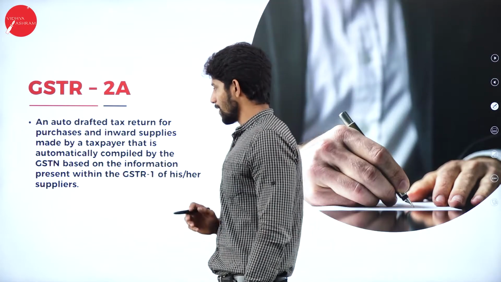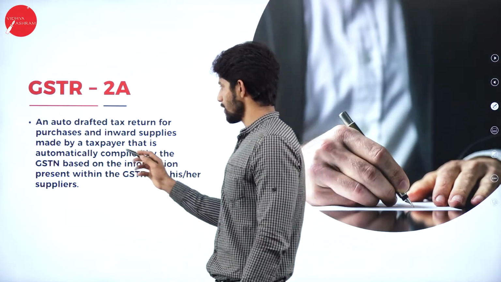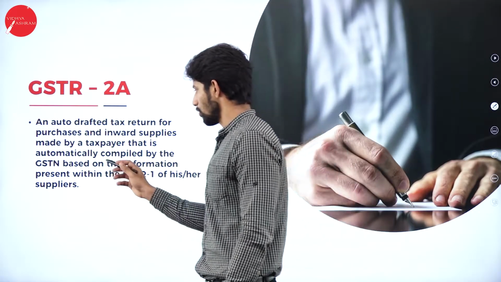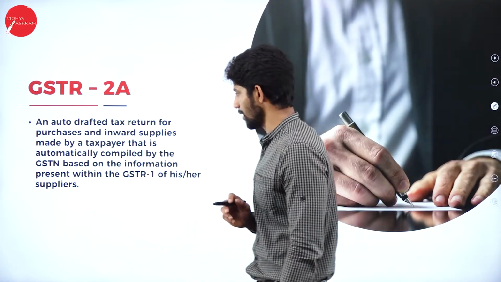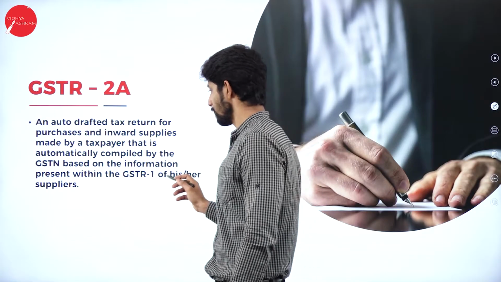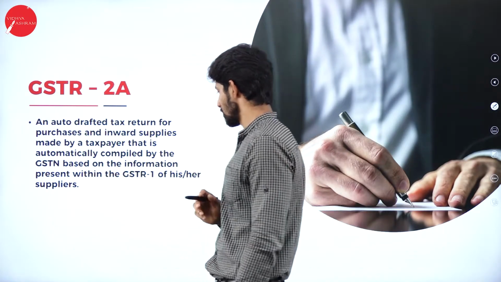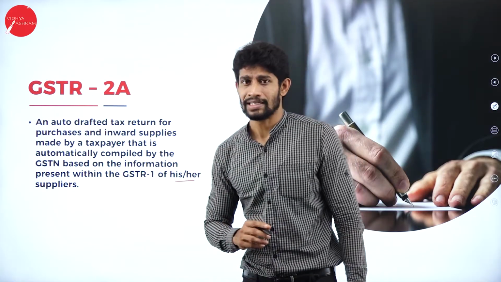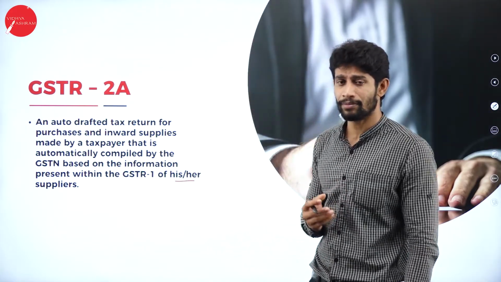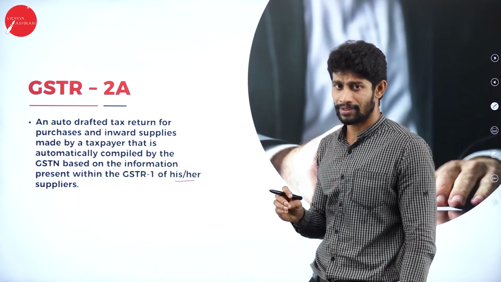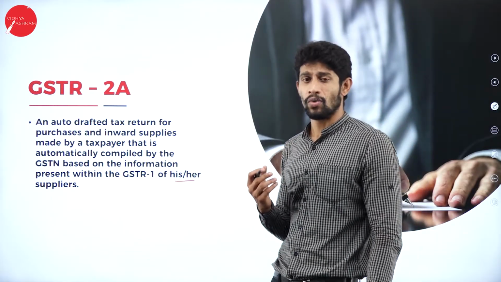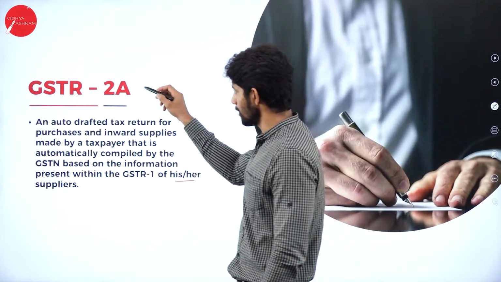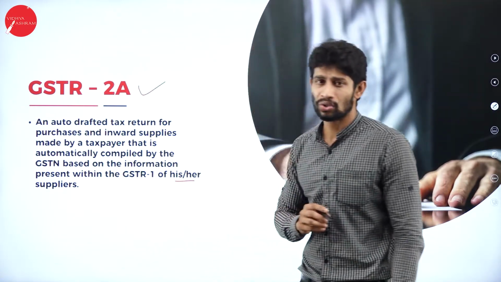An auto-drafted tax return for purchases and inward supplies made by a taxpayer that is automatically compiled by the GSTN based on the information present within the GSTR 1 of his or her suppliers. Yes, based upon the information fed by the suppliers from whom we are going to purchase, whatever information is fed by those suppliers will be replicated in our GSTR 2A.